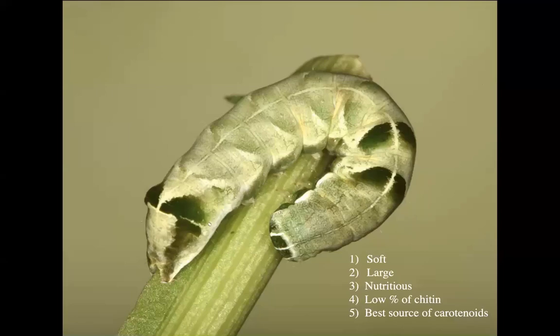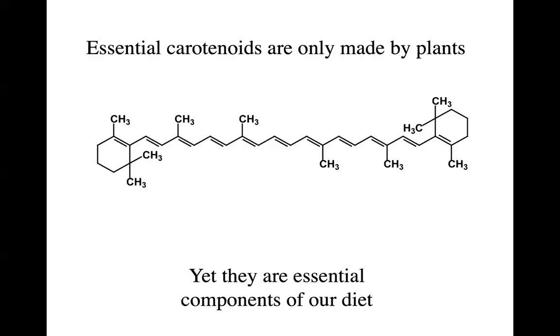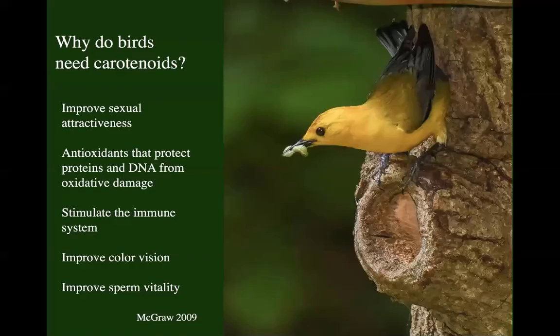And it turns out that caterpillars are the best source of carotenoids for birds during the breeding season. Now, I mentioned carotenoids not because I love organic chemistry, but because I'm a vertebrate and you're a vertebrate and birds are vertebrates, and we vertebrates cannot make our own carotenoids. Only plants make carotenoids. So we have to get our carotenoids from plants, because carotenoids are essential components of vertebrate diets.